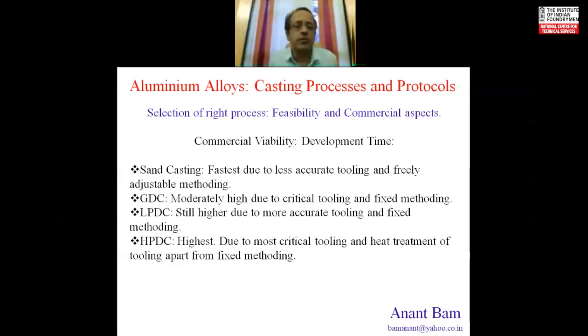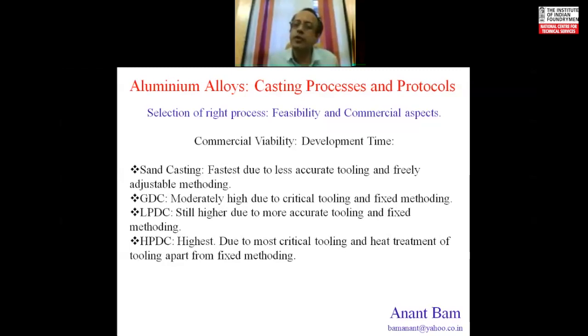Next is gravity die casting, which has moderately high development time due to critical tooling and fixed methoding. You have to work more on methoding. Then after methoding is finalized, you have to carve a tool in a metallic mold. LPDC is further high because the quality of tooling, the quality of machining has to be further high.